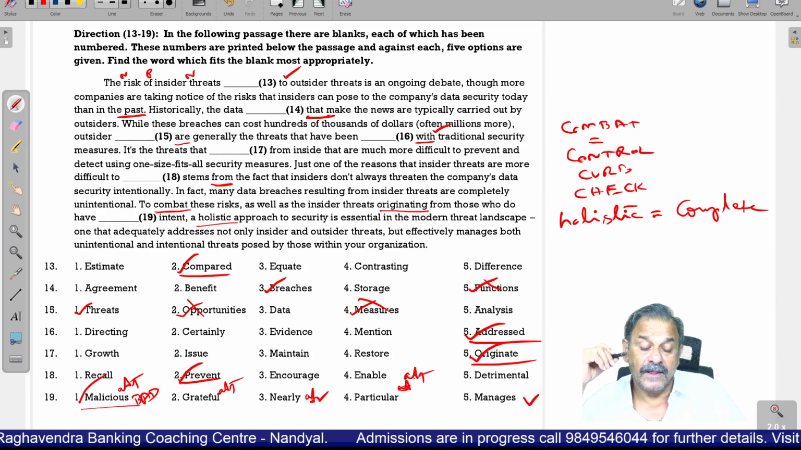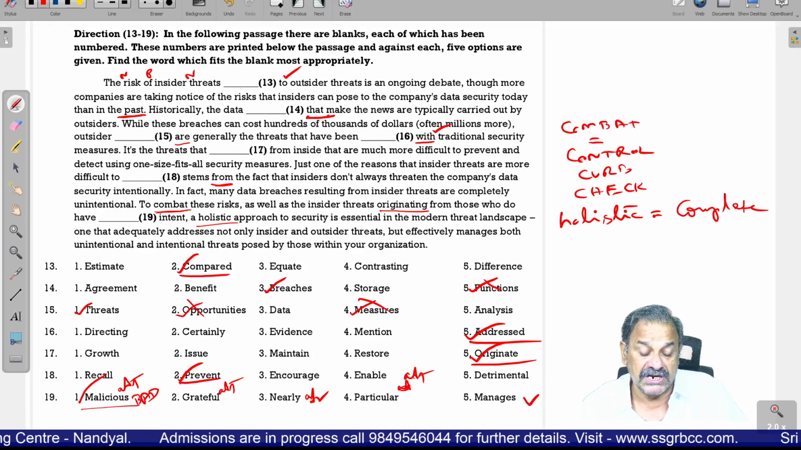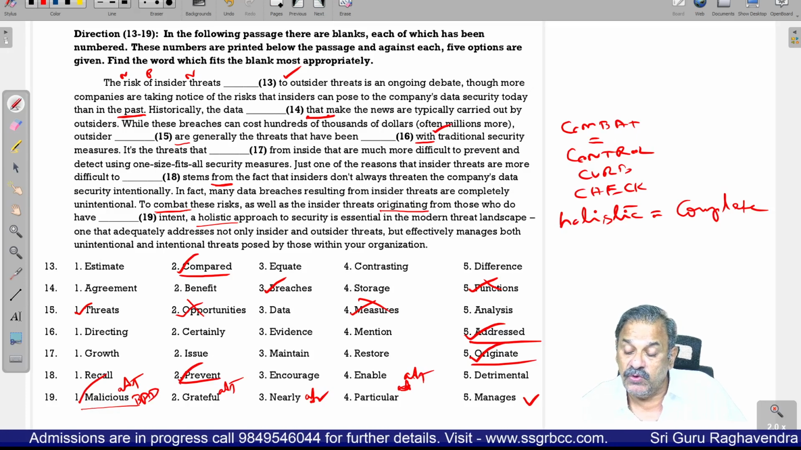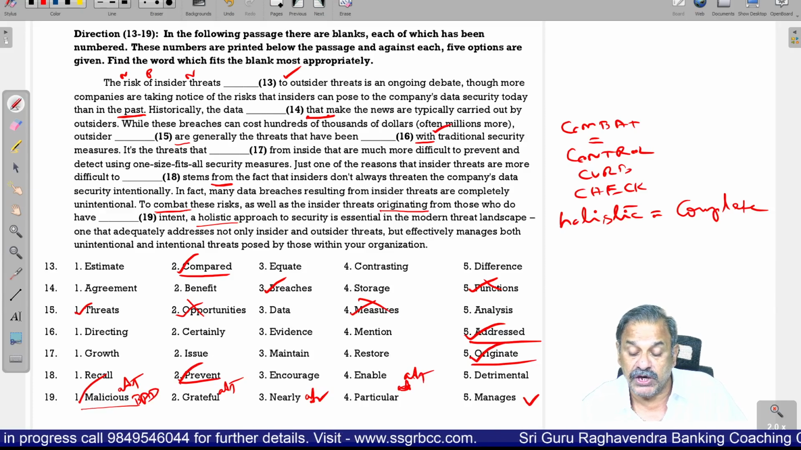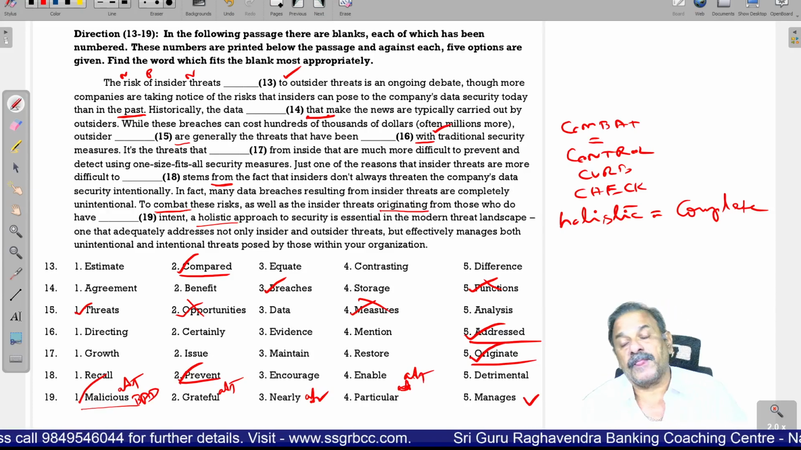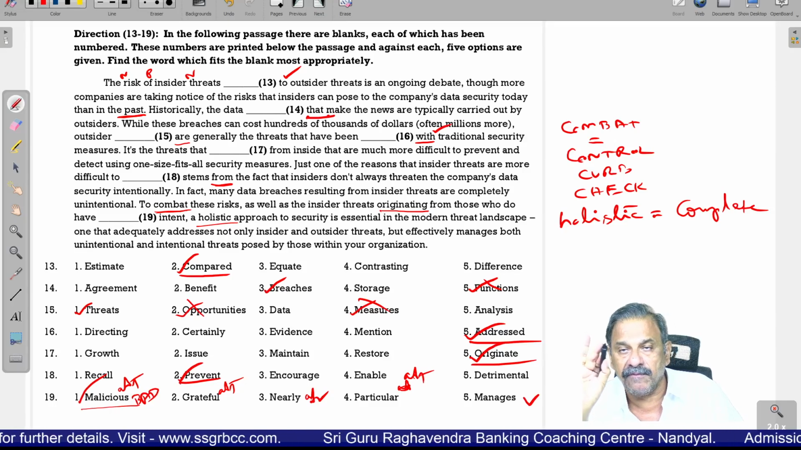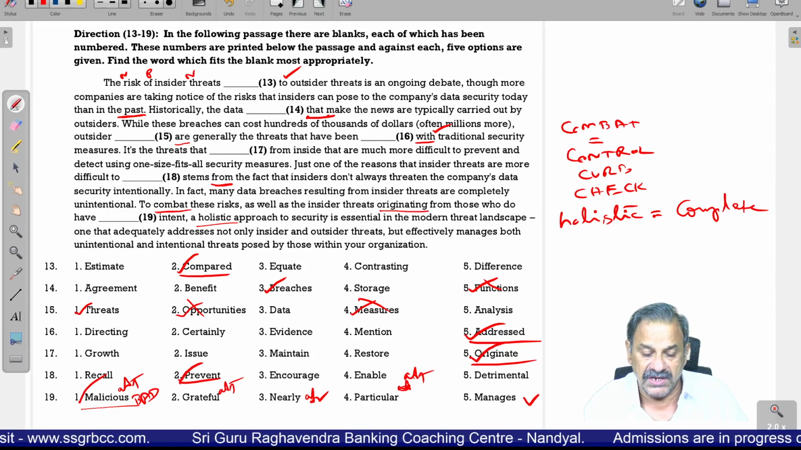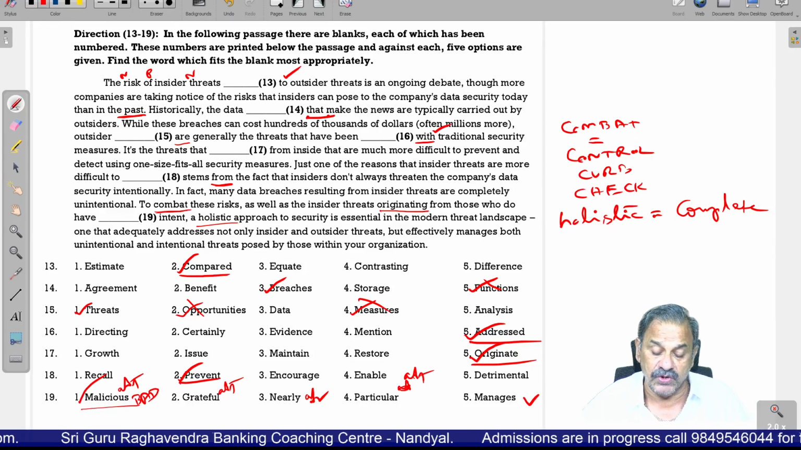Bad intent. A holistic approach to security is essential in the modern threat landscape, one that adequately addresses not only insider and outsider threats but effectively manages both unintentional and intentional threats posed by those within your organization. See here, as per the word order only, you have to fill the blanks. Here it is related to the past, but since a comparison is there, we definitely have to use compared.